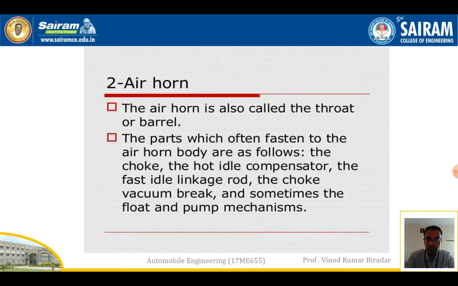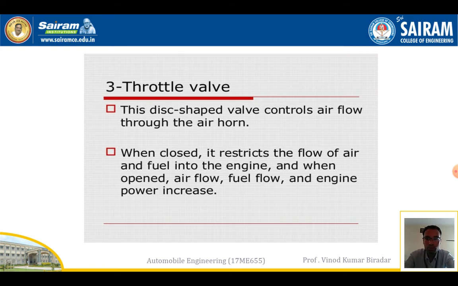First, what is the air horn? It is also called the throat or barrel. The main parts which often fasten to the air horn body are the choke, the hot idle compensator, the fast idle linkage rod, the choke vacuum brake, and sometimes the float and pump mechanism also. The throttle valve is a disc-shaped valve that controls the airflow through the air horn.